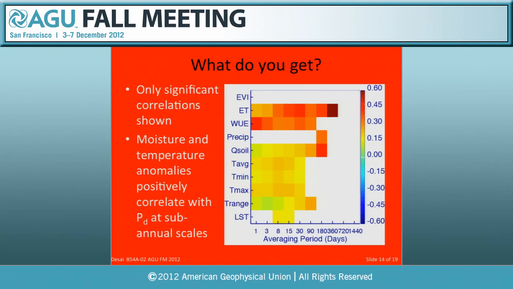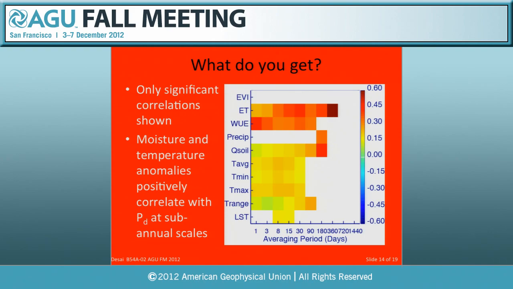If you just look at direct correlations of every variable I talked about earlier to PiecED, and only the significant ones are shown, applying my little autocorrelation to estimate the N, the moisture and temperature anomalies do seem to positively correlate with PiecED, mostly at the subannual scales. And you don't see a lot of interannual correlations.